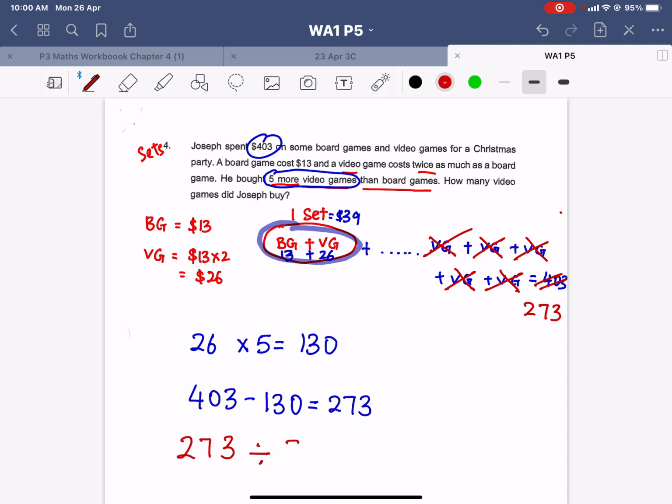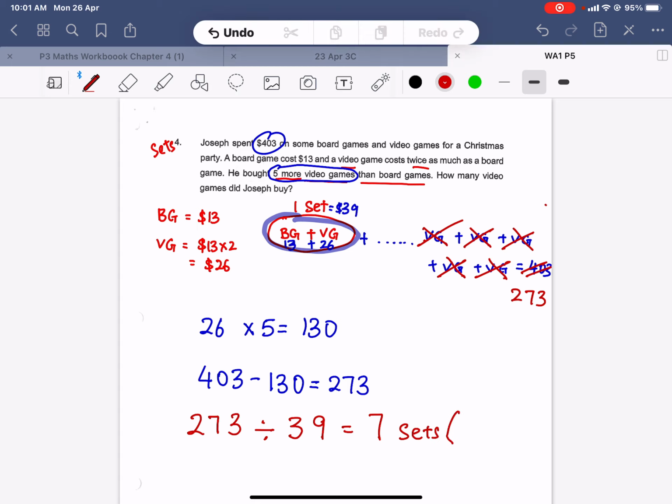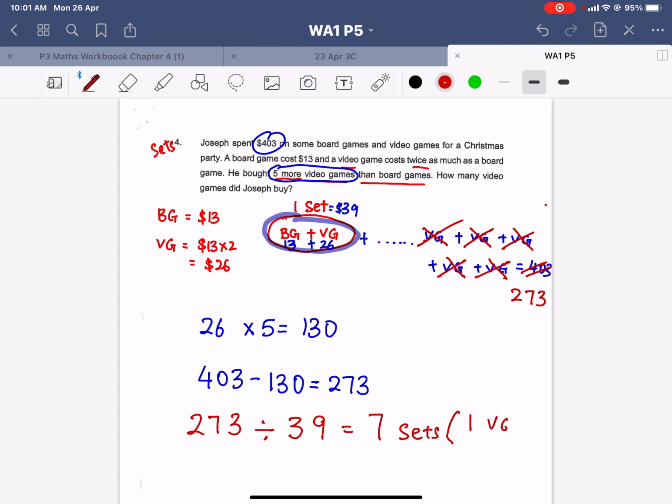Each set costs me $39 because it comes in a set of board game and video game, right? So I know I will get a very nice number because the calculator will give me a nice number. But what is the meaning of 7? It means 7 sets. 7 sets of what? 7 sets of one video game, 7 sets of one board game. So there are altogether 7 sets of it. 39, 39, 39, 39, 39, 39, 39.